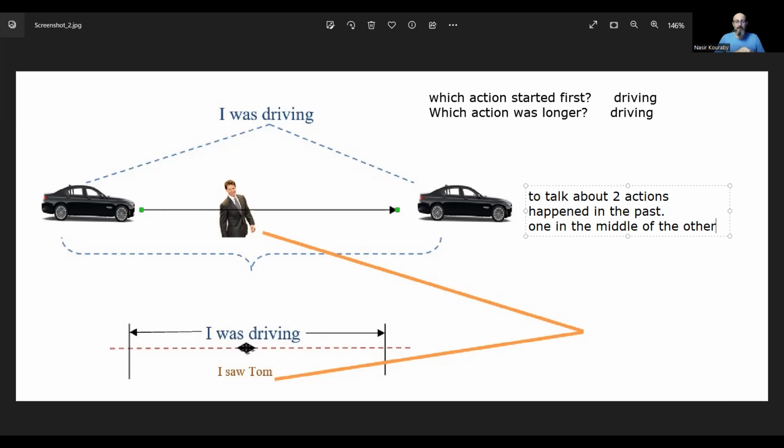I was cooking and my sister came. So I was cooking. I invited her for lunch, for dinner, for example. Then I started cooking. After 30 minutes, after 15 minutes, she came. After that, I continued cooking. So two actions happened in the past, one in the middle of the other. The longer is the past continuous, the shorter is the past simple. That's it. As easy as that.